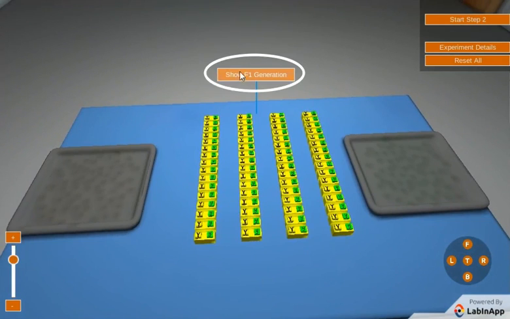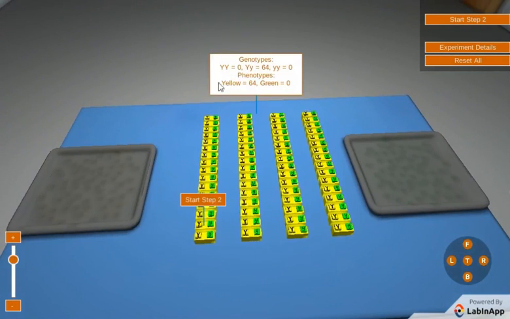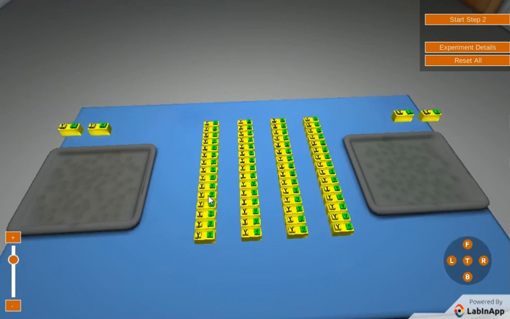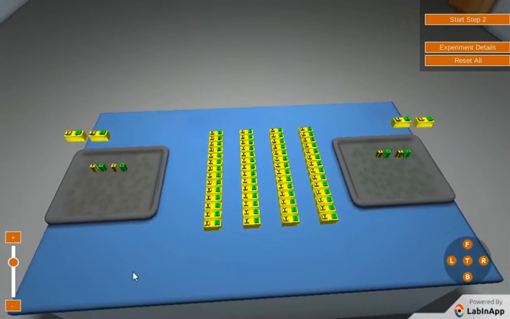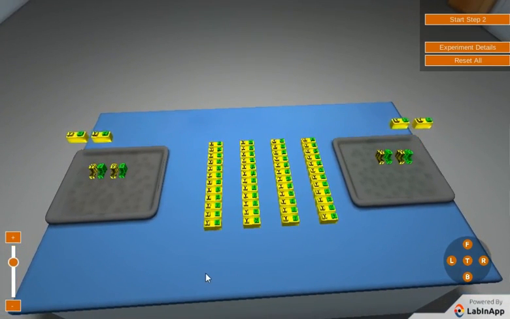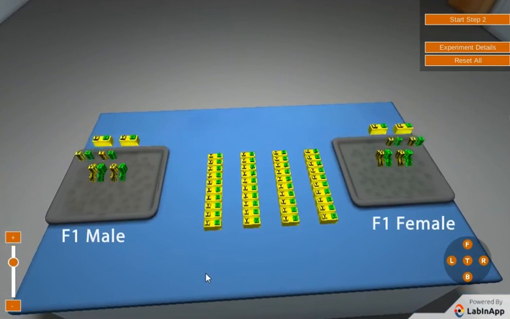Click on Show F1 Generation to see the first generation phenotypes and genotypes. Click on Start Step 2 to put 32 F1 progeny in one petri dish and the remaining 32 in another petri dish, representing the F1 males and females.